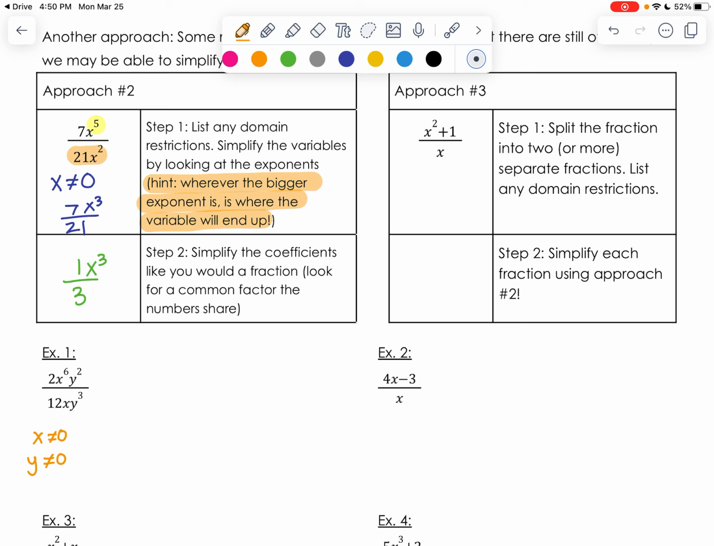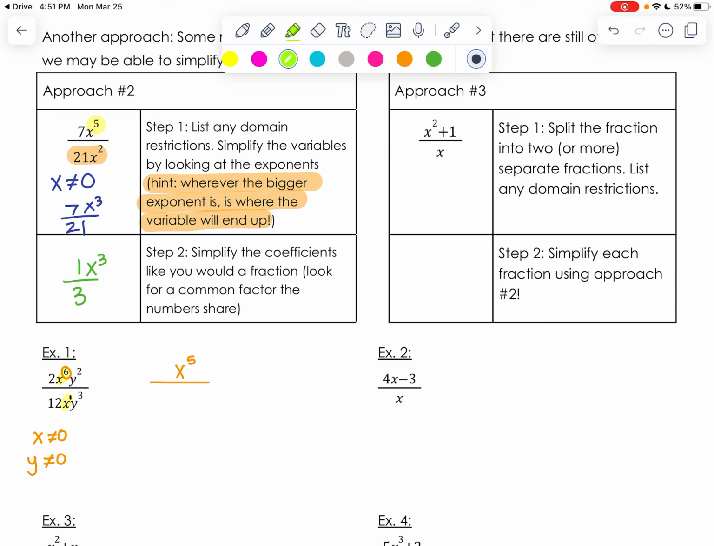The next thing we can do is simplify the variables. So let's start with the x's. So I've got x to the 6th power over x technically to the 1st power. We can imagine the little 1 that's there. So when I reduce these, x to the 6 over x to the 1, we do 6 minus 1, which is 5. And the bigger exponent, 6, is on top. So we know x to the 5th is going to go on top in the fraction.